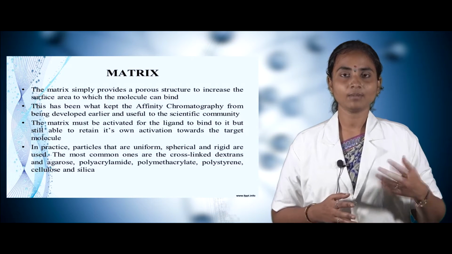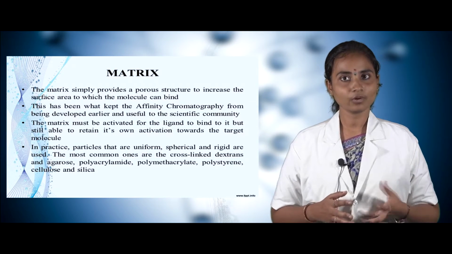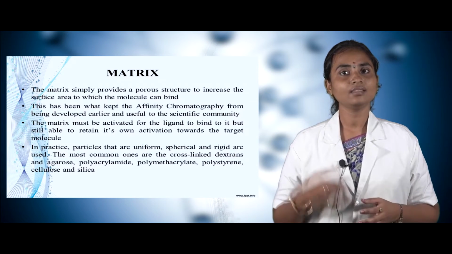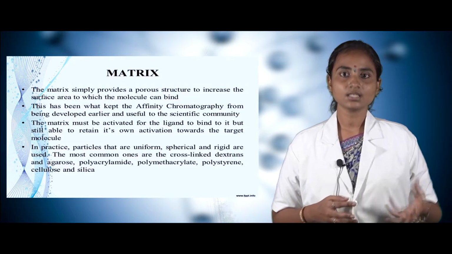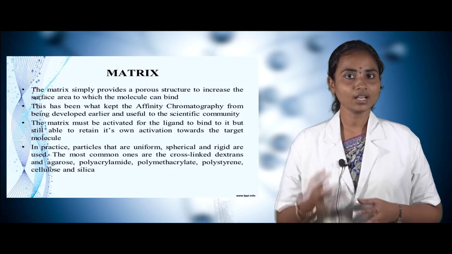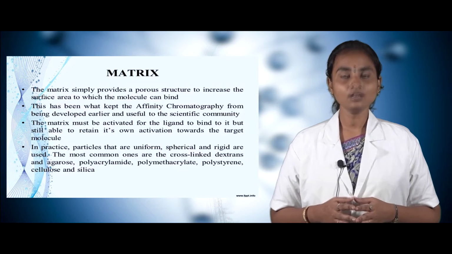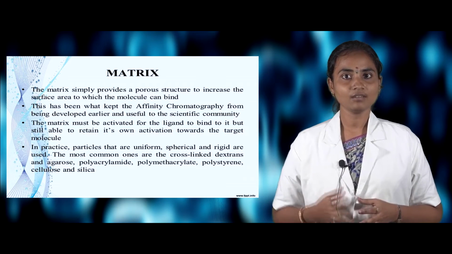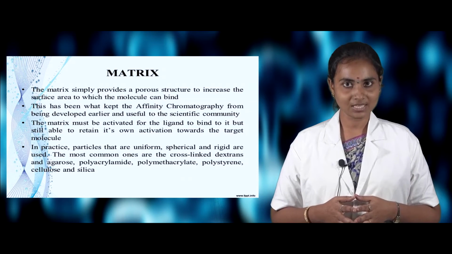Here we can see about the matrix. The matrix simply provides a porous structure, and this porous structure helps to increase the surface area to which the ligand and the various target molecules can come and bind easily. This is what affinity chromatography is mainly used for and is highly useful for the scientific community. Here the matrix must be activated for the ligand to bind to it, and after doing this it can retain for some period of time so that it can get activated towards the target molecule for its interaction.